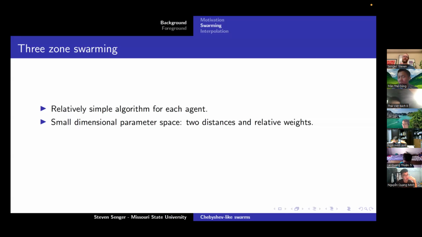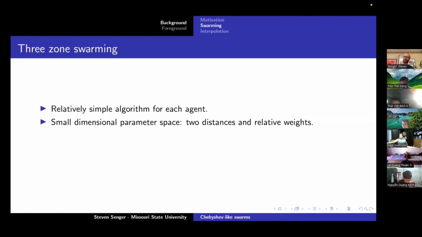So a small dimensional parameter space says I only have a few parameters. And what I'm hoping is not only is this parameter space small, but I also hope that a small change in a parameter will have a small change in behavior. So why is this a small dimensional parameter space?